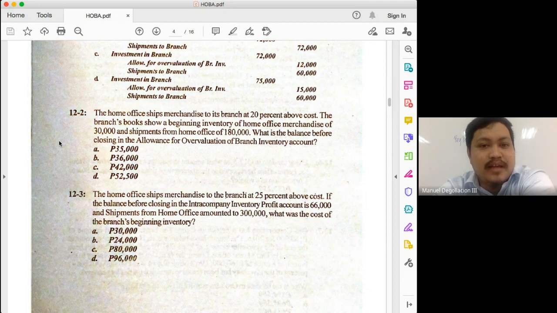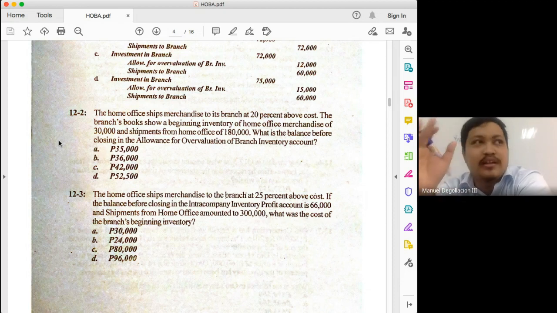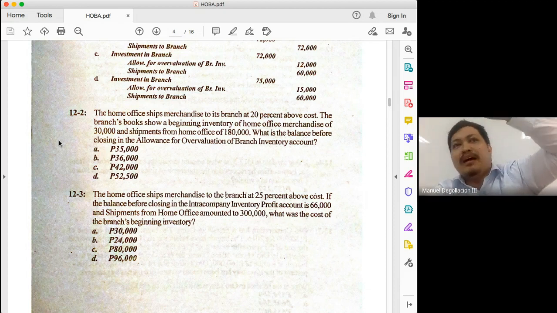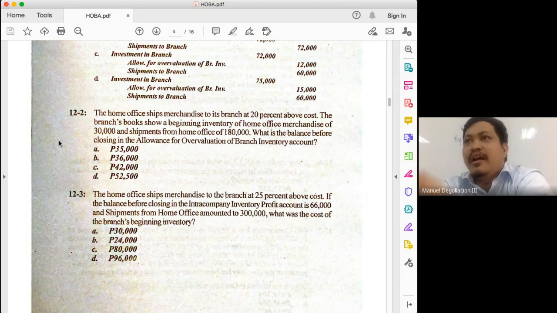Okay, so that would be the answer in problem 12-2. Again, very simple lang. If it asks for the before closing or before adjustment balance of the allowance, what does it represent? The markup on your tigas. Okay. So again, how did we arrive at 35,000? 5,000 plus 30. The 5,000 is the markup on the beginning, and then the 30 is the markup on the shipments during the year. Okay? Alternative solution.